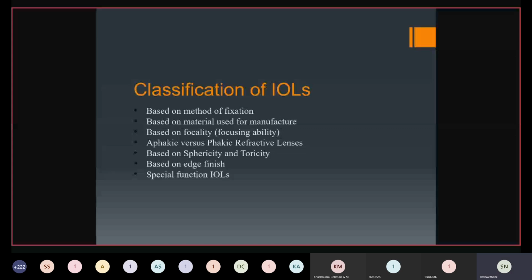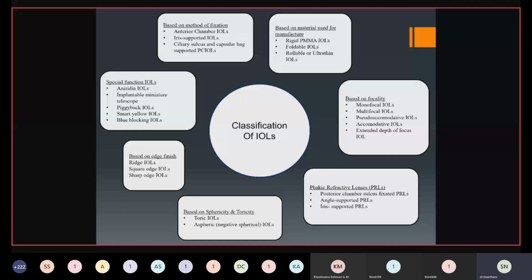So IOLs can be classified based on method of fixation, based on material used for manufacture, based on visibility, based on sphericity, and based on edge of the IOL, and there are some IOLs with special properties. So based on fixation, an IOL can be either an angle chamber IOL, and by now we know what a chamber is.